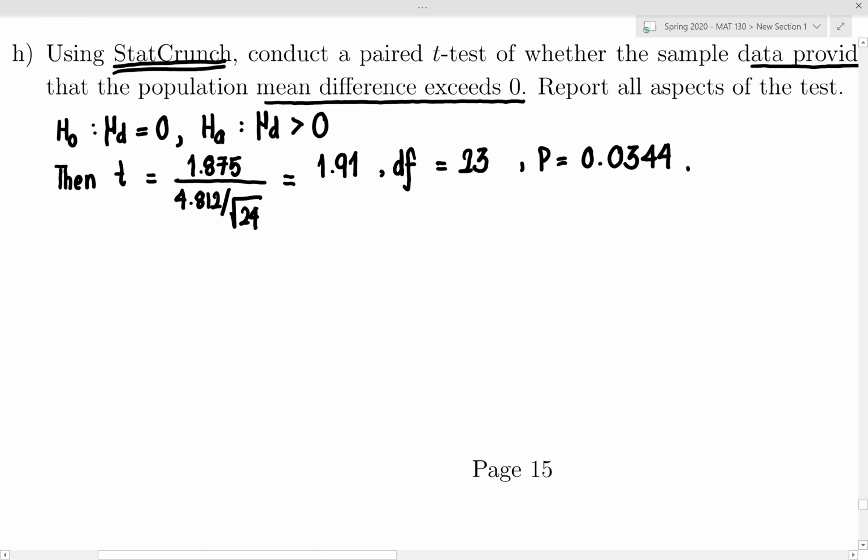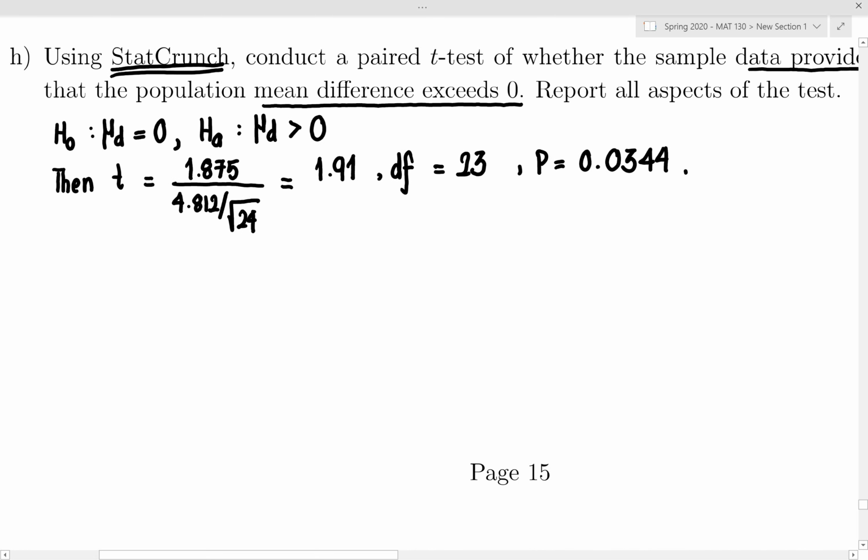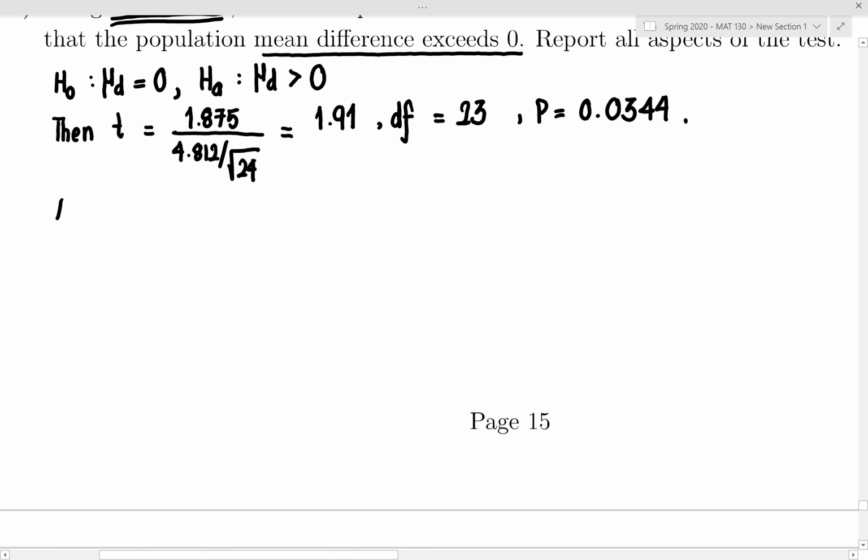Right. So now that we have the p-value, we would like to test whether the sample data provides strong evidence that the population mean exceeds 0. So we're going to look at the standard significance levels. What happens at alpha equal to 0.05? Do we reject H0 or do we fail to reject H0? In this case, we can reject H0, right?